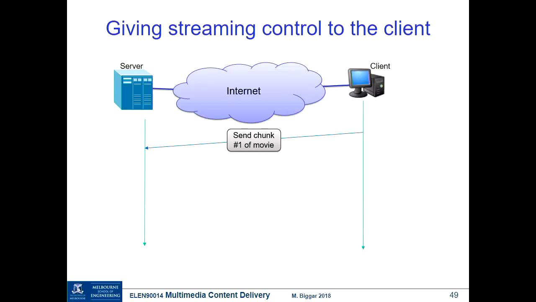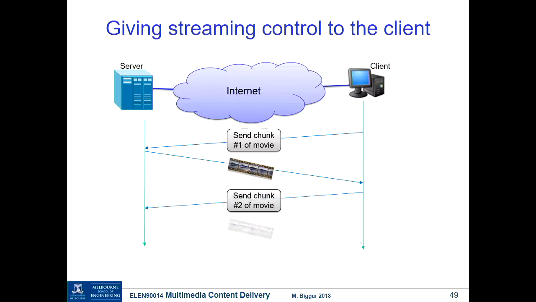And they're encoded at multiple bit rates. And it's the client that says, okay, send me chunk number 1 of the movie. And so the server just does what it's told and says, okay, here's that bit of that file, and then the client will decide when to ask for the next chunk of the movie, and so on. So the client manages its own buffer by deciding when and how much additional data to request.